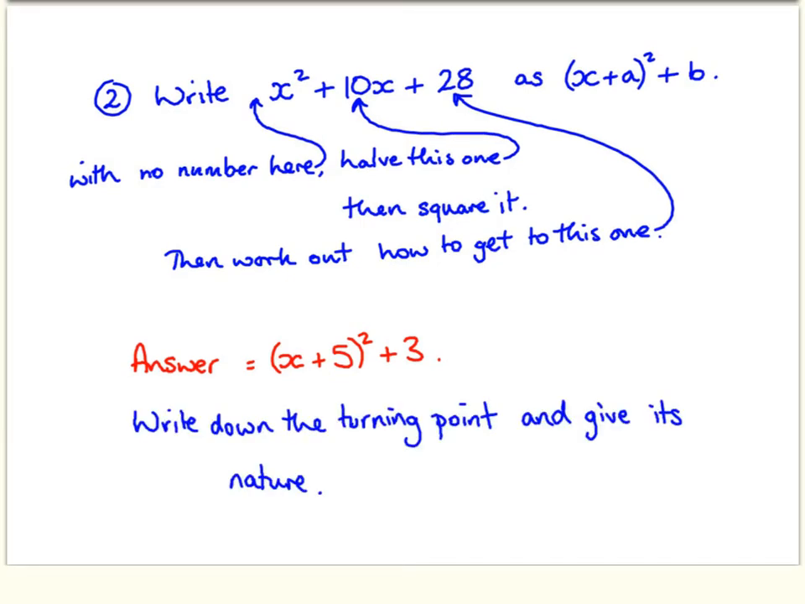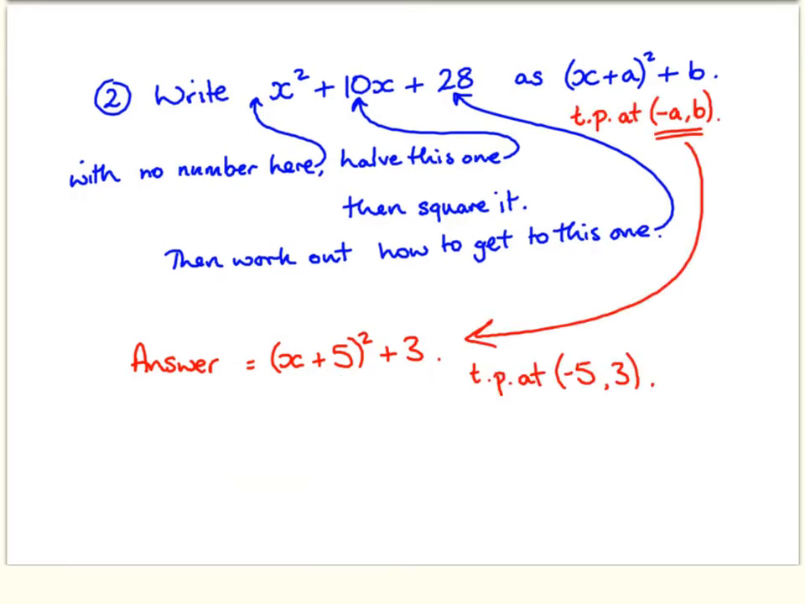So that's what happens with that one. If you're asked to work out the turning point using this particular example, it's the opposite of this number here, so that's minus 5, and it's the same one here. So if it's going to look like this, minus a and b. If you've got it in this form, minus a is going to be your x value, so minus 5 like this here, and this number here, b, is just going to go in as 3. So that's the turning point.